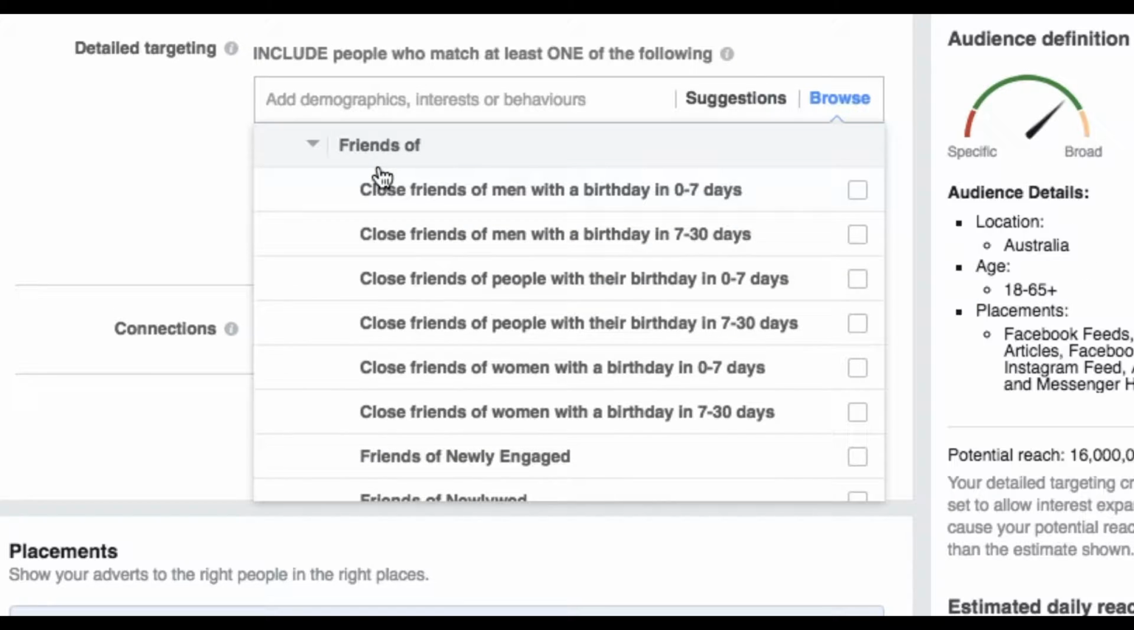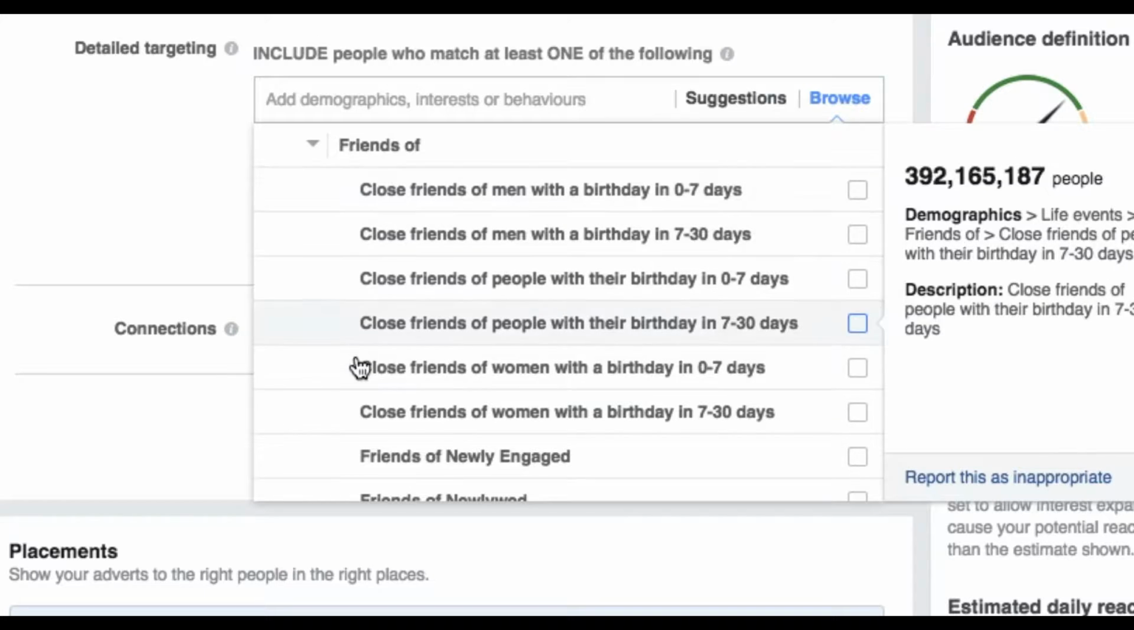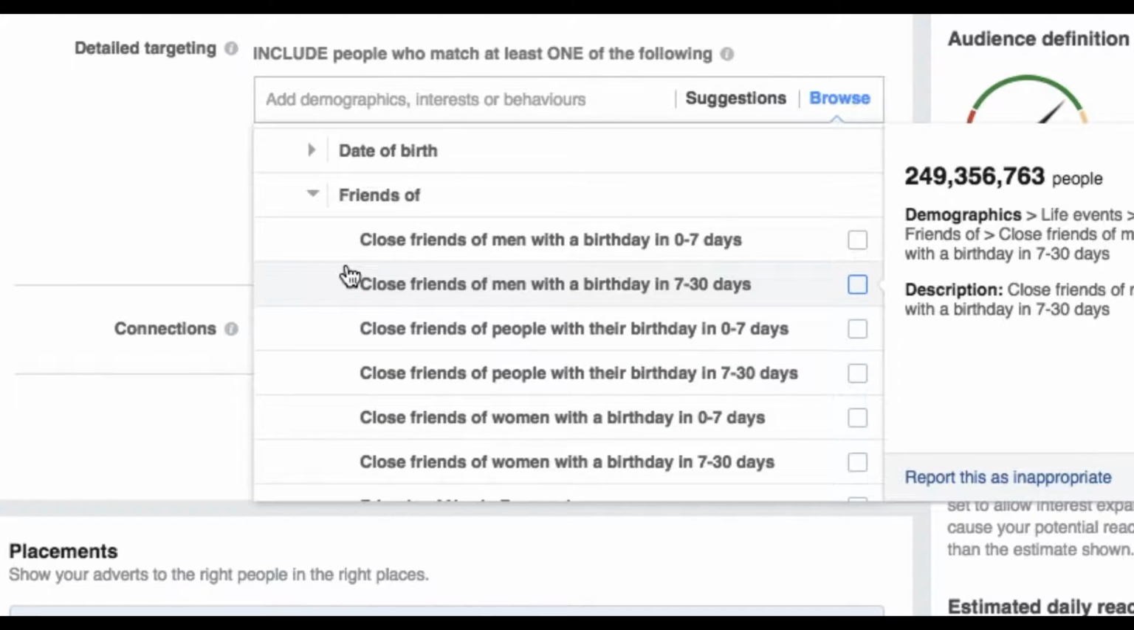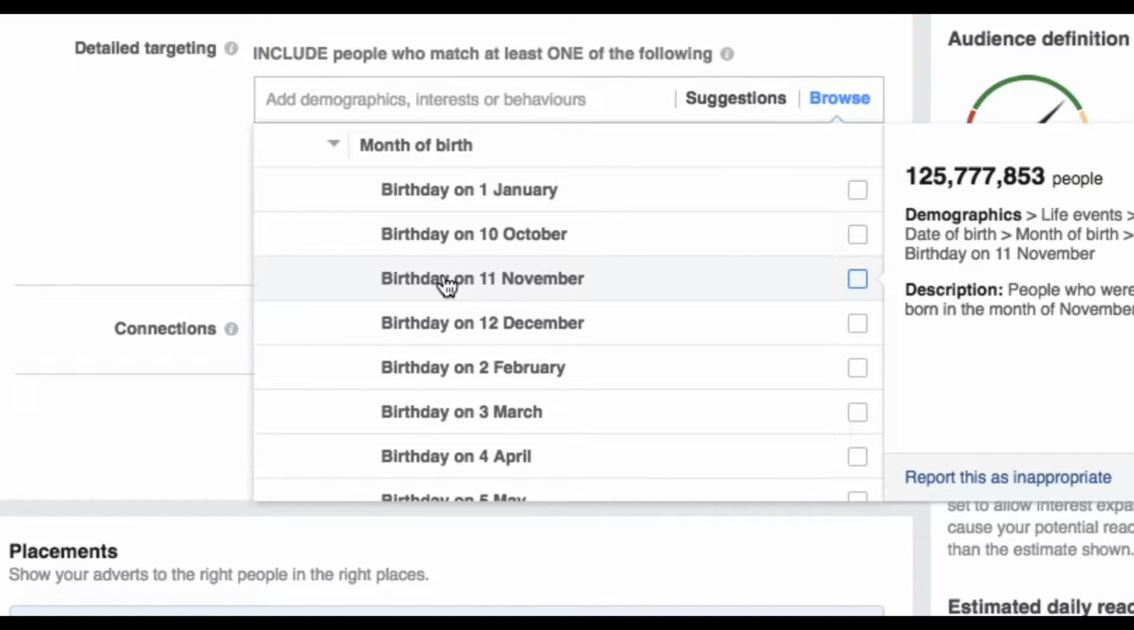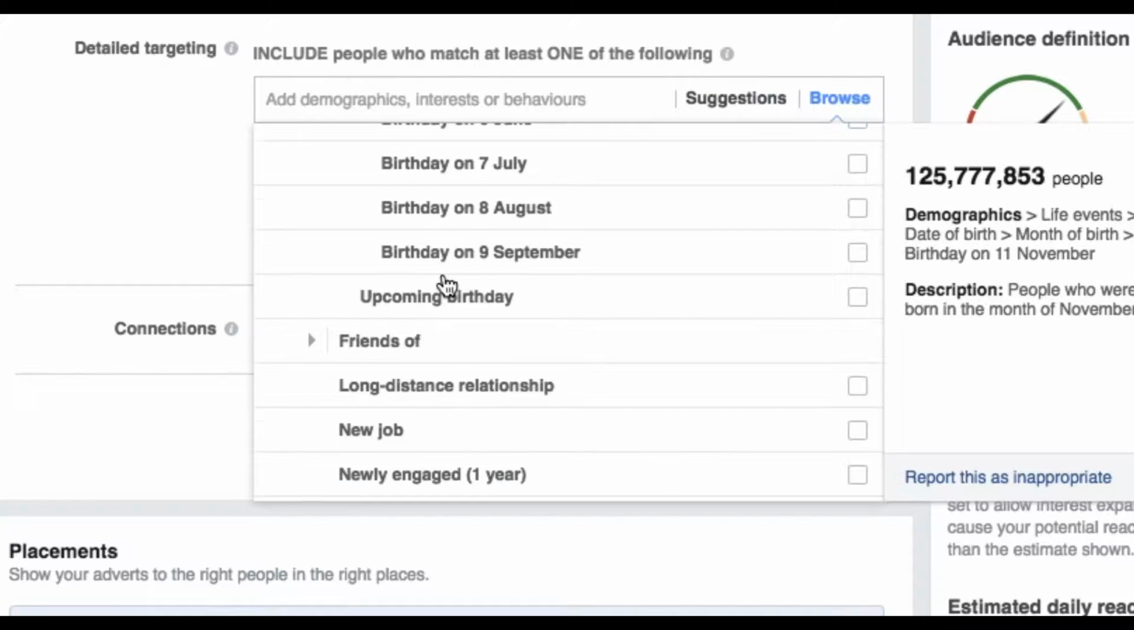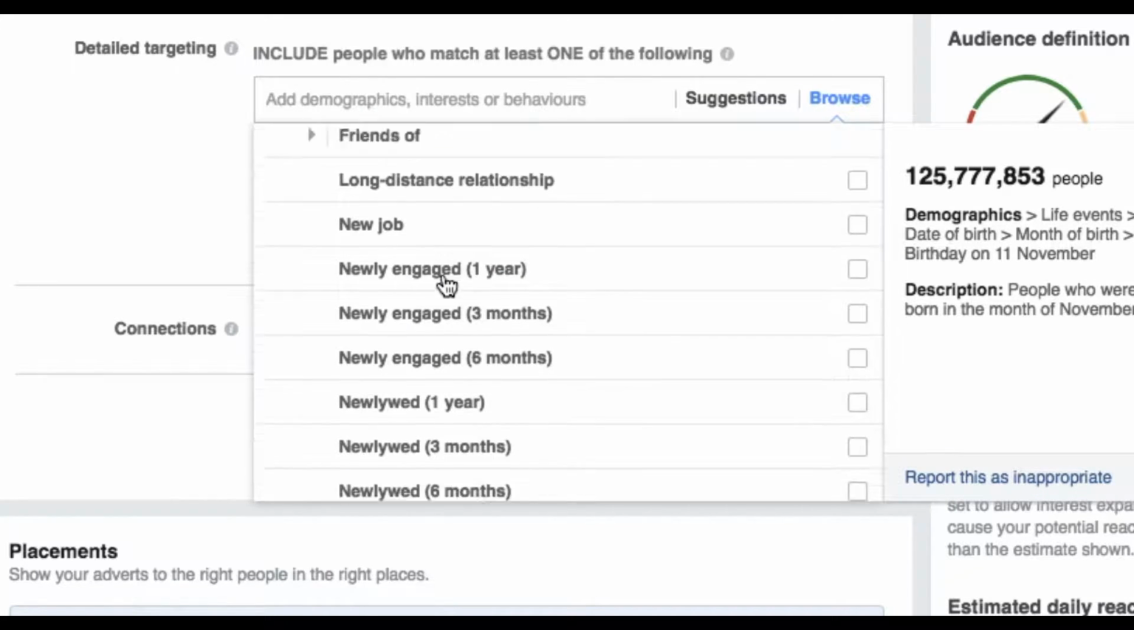You can also find people that have got friends that have got birthdays coming up. So if you've got a product that could be a really great birthday present, it's a really interesting way to start targeting. And you can also do birthdays. So if someone's got a birthday coming up, that sort of thing.